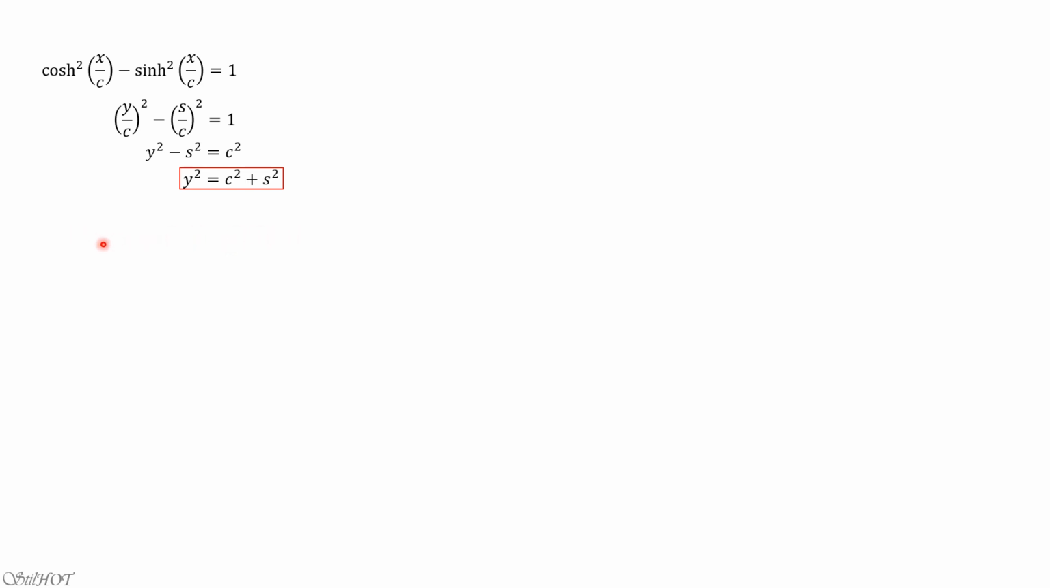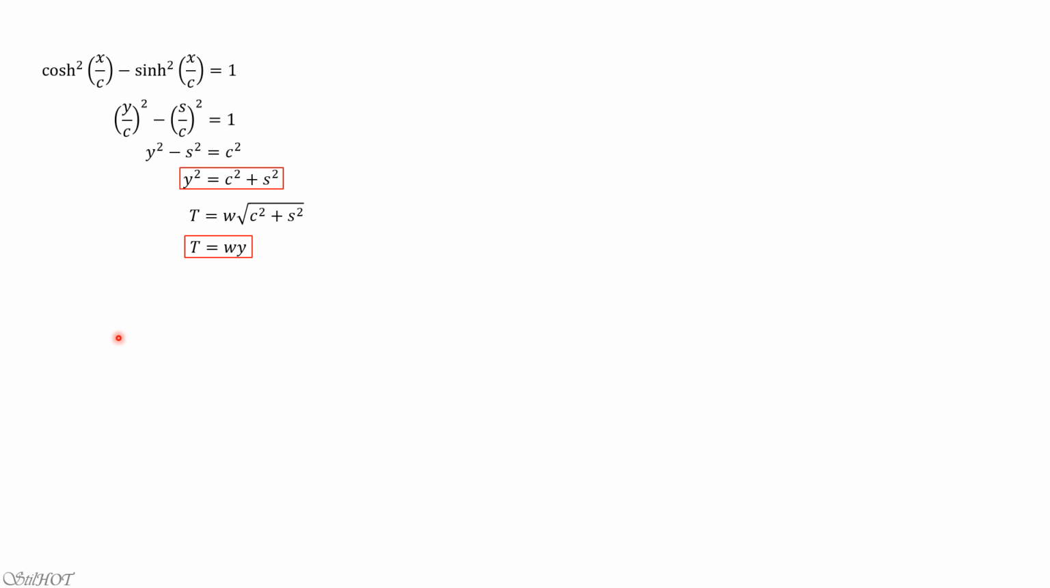So remember the tension at any point on the cable, W times square root of c squared plus s squared. So this square root of c squared plus s squared is simply square root of y squared, which is y. So the tension is simply W times y. So that's the reason why the tension at the lowest point is W times c. Remember, capital H equals W times c because the distance of the lowest point on the cable from the origin is c. So if you have a point on the cable and its distance from the x-axis is y, the tension at that point on the cable is simply W times y.